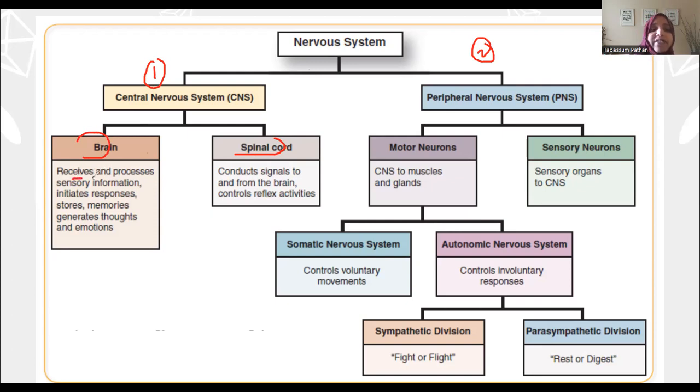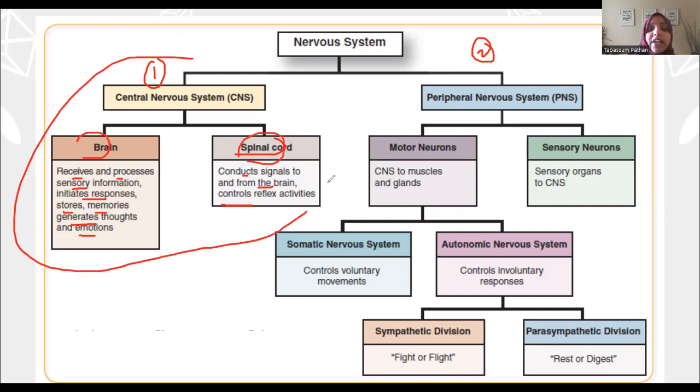As we all know, the brain receives and processes information, initiates responses, stores and memorizes information, and generates thoughts and emotions, and the spinal cord conducts the signal to and from the brain. It controls the reflex activities, the actions which require immediate response without the information going through the brain and getting processed. So immediate reflex action is mostly the part of the spinal cord. It gives signals to the brain. Yes, so this is the central nervous system.